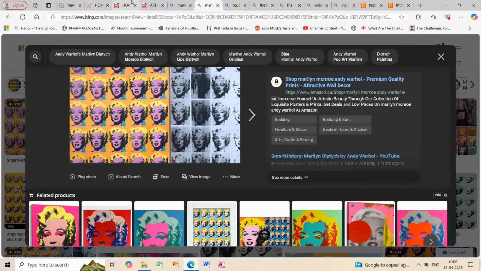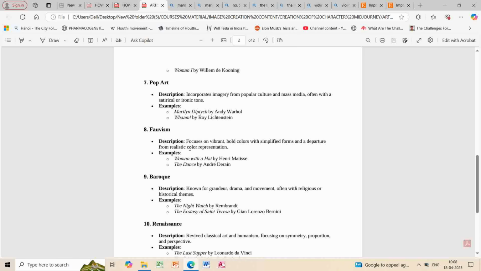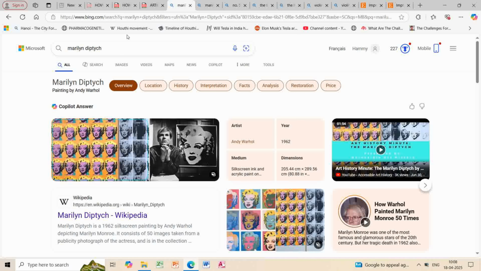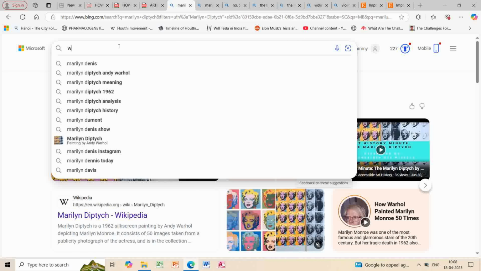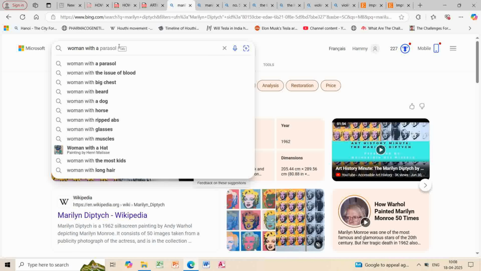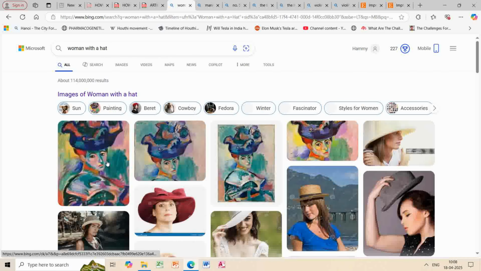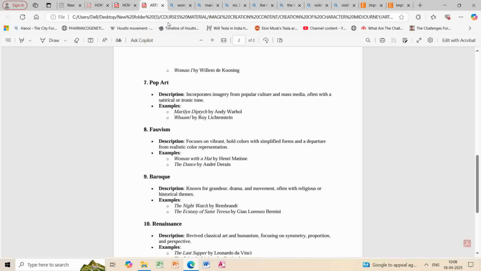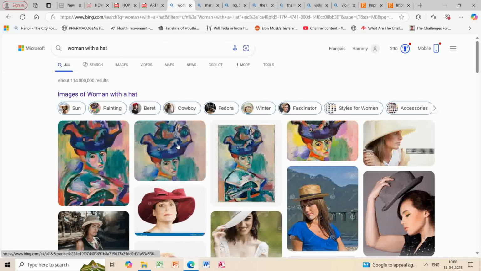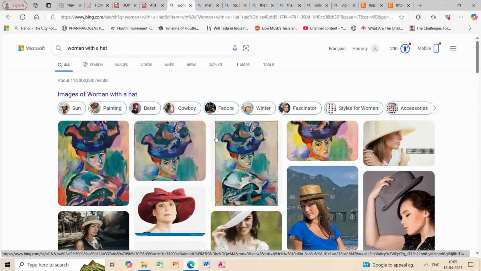The next style that we'll be discussing is Fauvism. This focuses on vibrant, bold colors with simplified forms and a departure from realistic color representation. One example is Woman with a Hat by Henri Matisse. If we have a look at this, this is the painting. This is one of the examples of Fauvism. If you look at this, you can see it is focusing more on vibrant and bold colors.